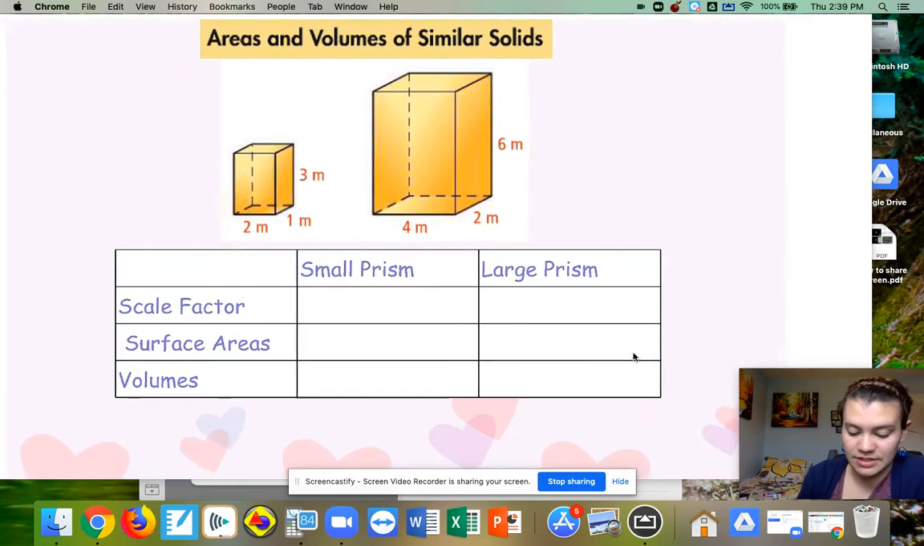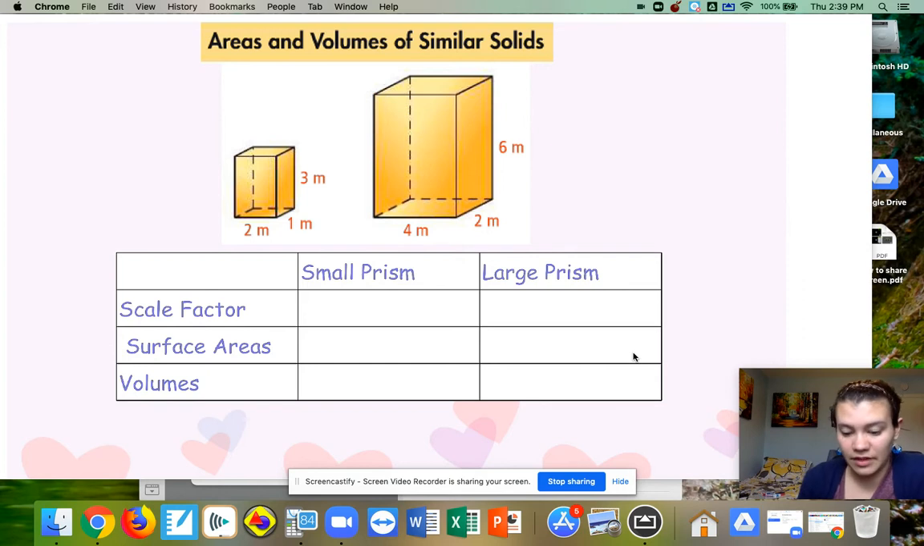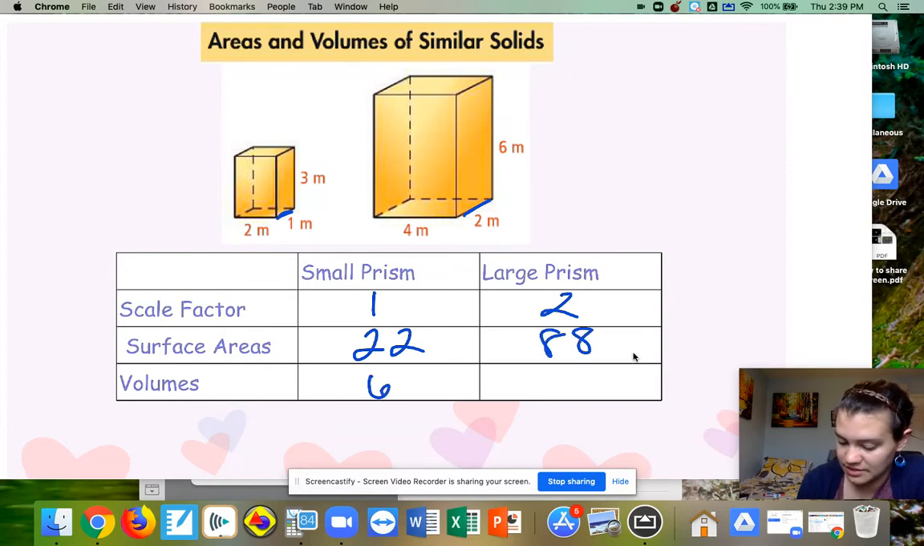All right, so here's a table we're going to fill out. So for scale factor we can do our two sides. We have 1 to 2, 2 over 4, and 3 over 6. Those all are going to simplify to 1 over 2. And then if you find the surface area and volumes of these, you can fill these in. I'm just going to write them down to save time. So you should get a surface area of 22 for the small one and 88 for the large one, and then 6 for the volume for the small one and 48 for the volume of the large one.